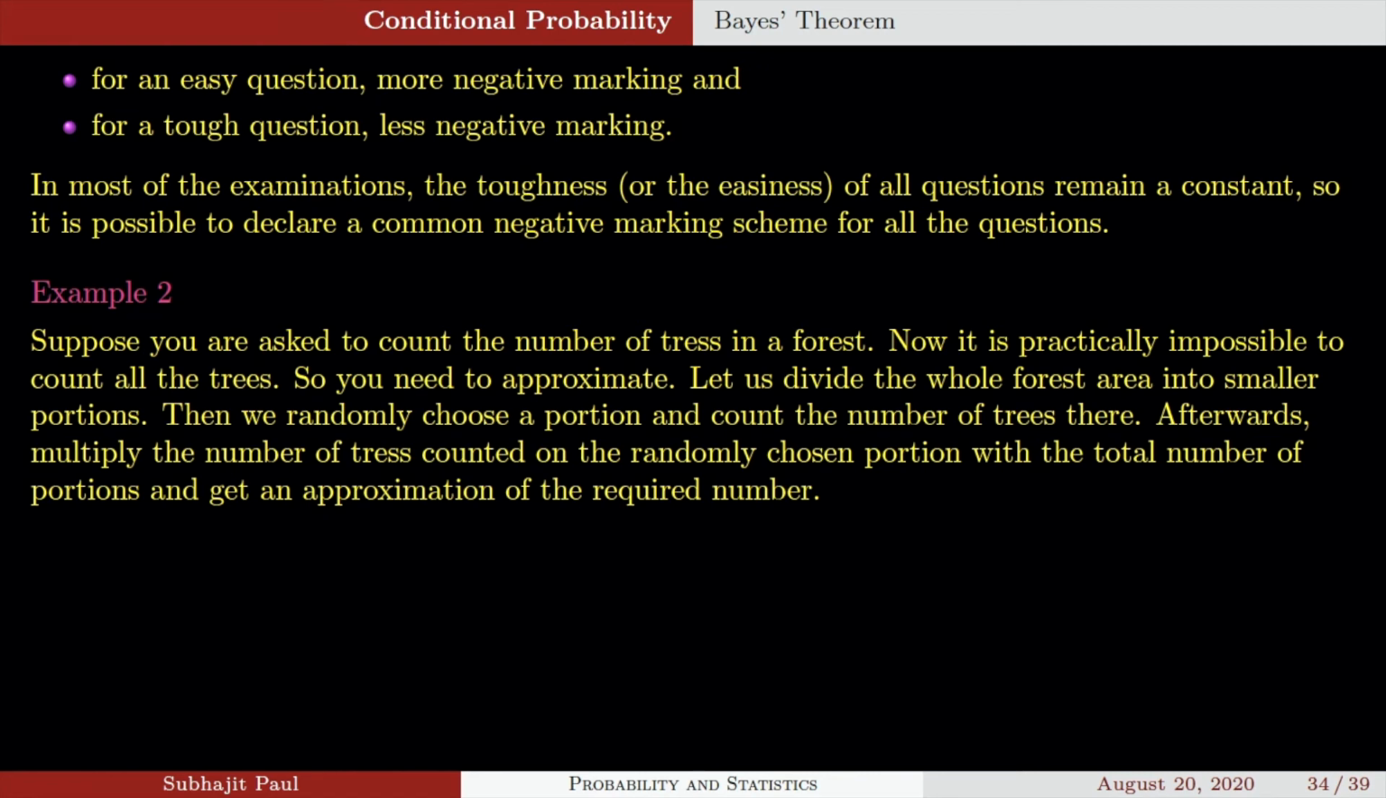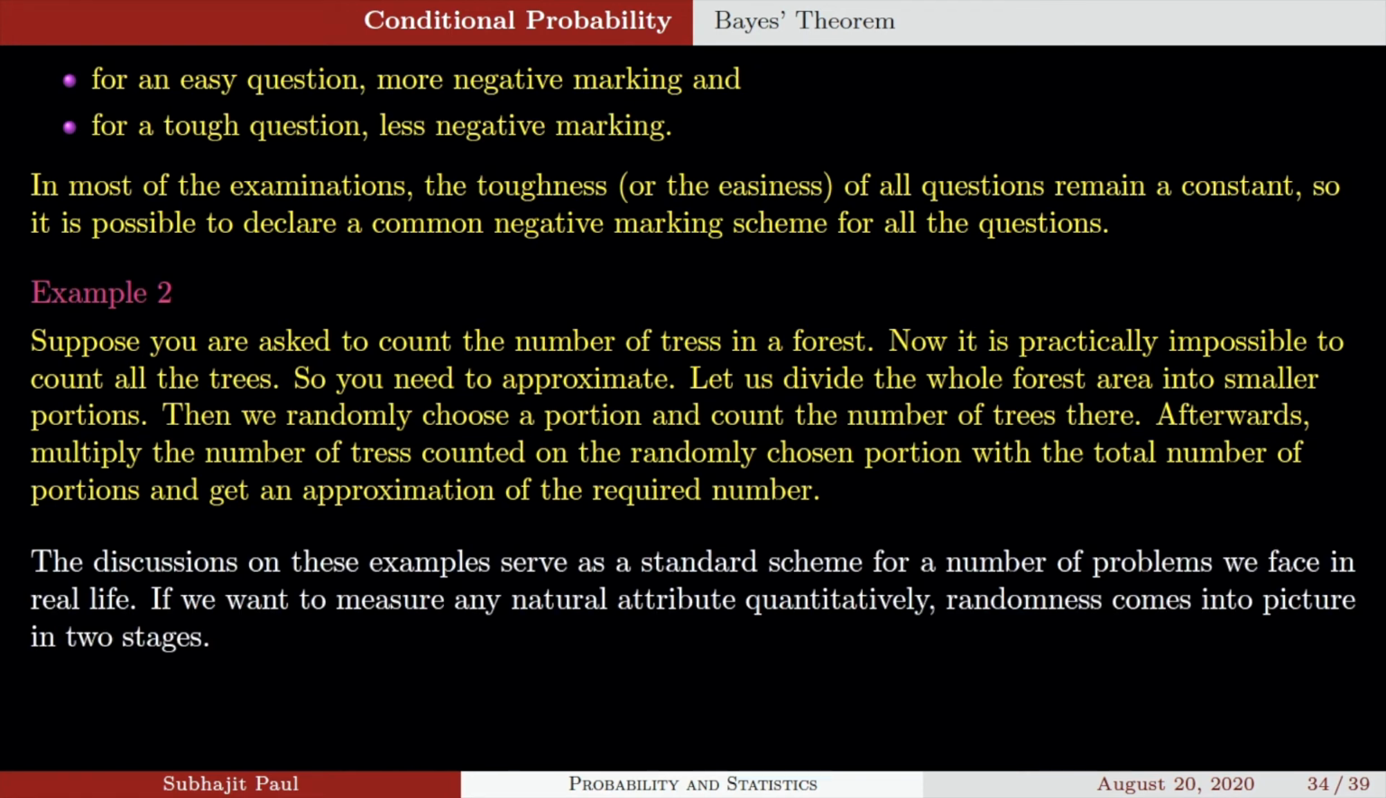Okay, suppose you have got an area and you divide the area into smaller portions and you count the trees in a few of them, get the average and multiply that average with the total number of slots you have generated thus. Okay, that is your approximation.